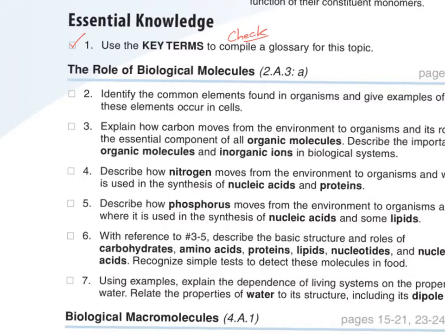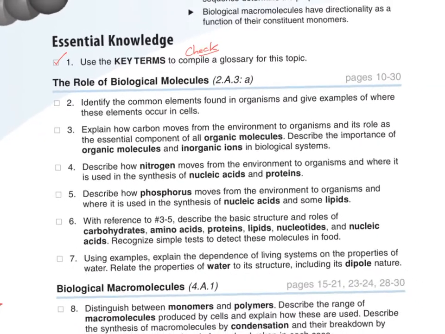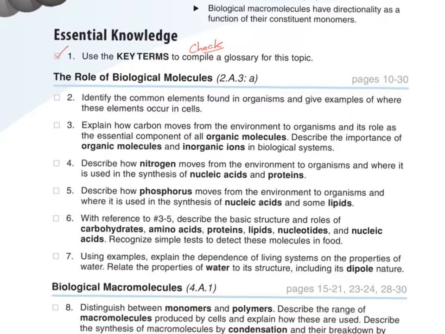You have to identify the common elements found in organisms and give examples of where these elements can occur. You know this. CHNOPS are the common elements found in living systems. And you need to know more than this packet's telling you, more than this study guide's telling you. You need to know what elements are in lipids, what elements are in carbohydrates, what elements are in proteins, and what elements are in nucleic acids. You should know it, and this is the video I already sent you. So really, you should know this already, and I can check it off.